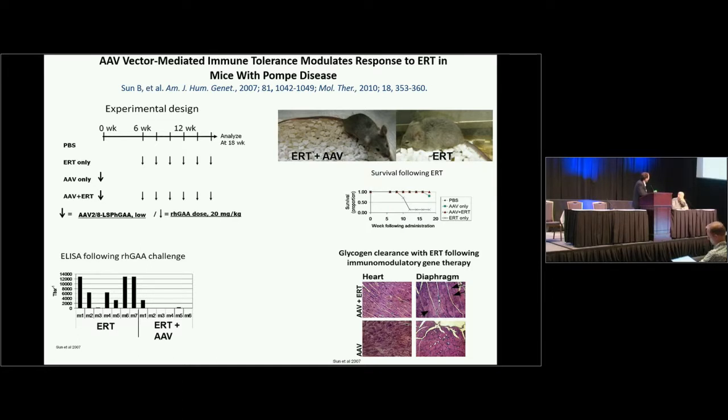And this was low-dose AAV, so there was a much enhanced response by adding ERT in the face of immune tolerance, clearing the glycogen from the heart and from individual fibers in the diaphragm.